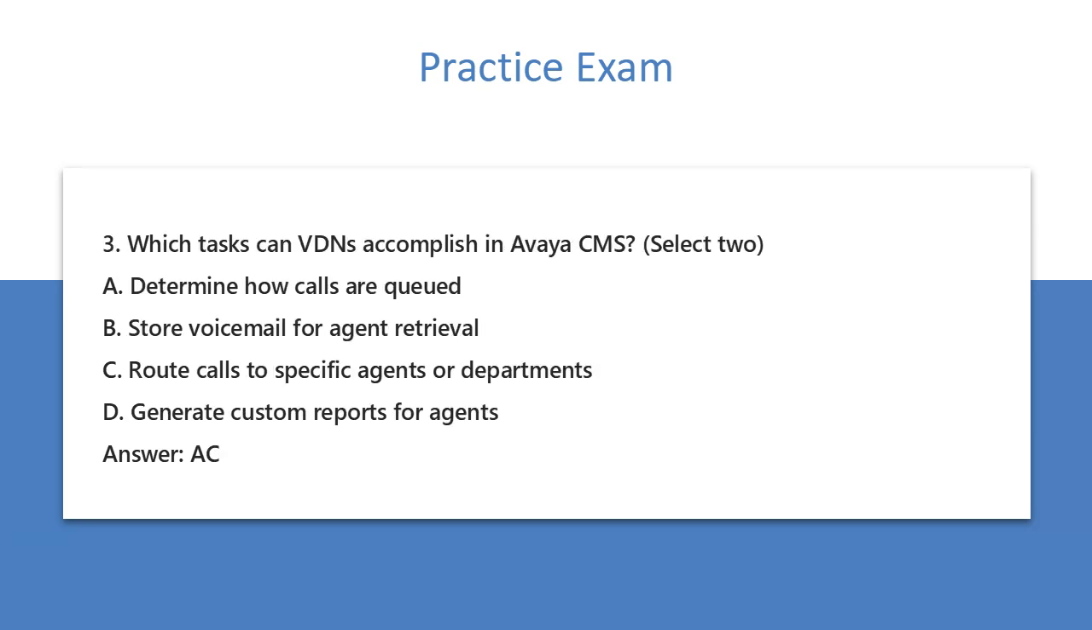3. Which tasks can VDNs accomplish in Avaya CMS? Select 2. A. Determine how calls are queued. B. Store voicemail for agent retrieval. C. Route calls to specific agents or departments. D. Generate custom reports for agents. Answer: AC.